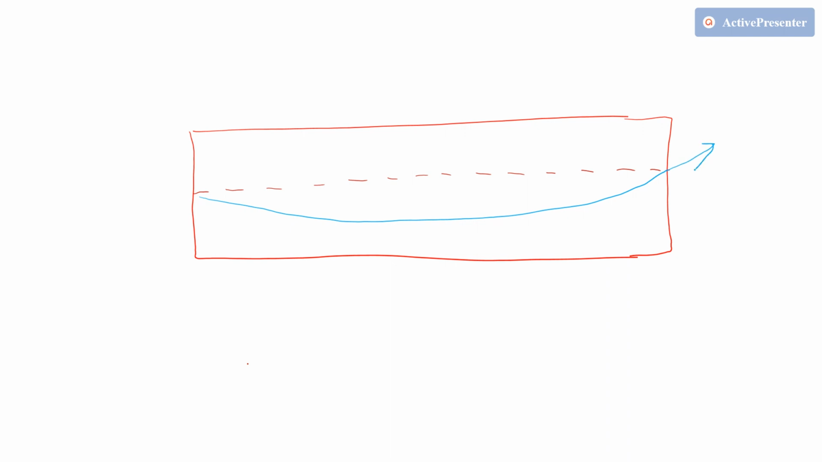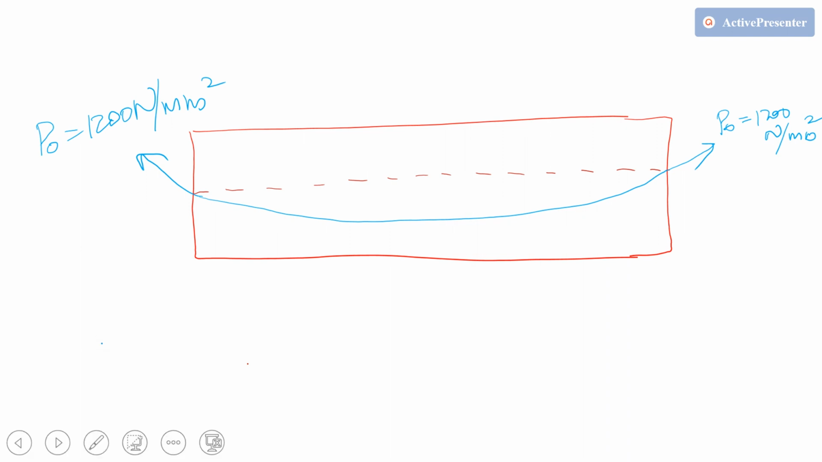I'm applying the pre-stressing force from either end. I am tensioning it from either end. So you can see here, suppose I am applying an initial force of P0 equal to 1200 Newton per mm square from this end, and from this end also P0 is equal to 1200 Newton per mm square. So what happens is, this is moving inside a duct. You can imagine this is inside a duct.